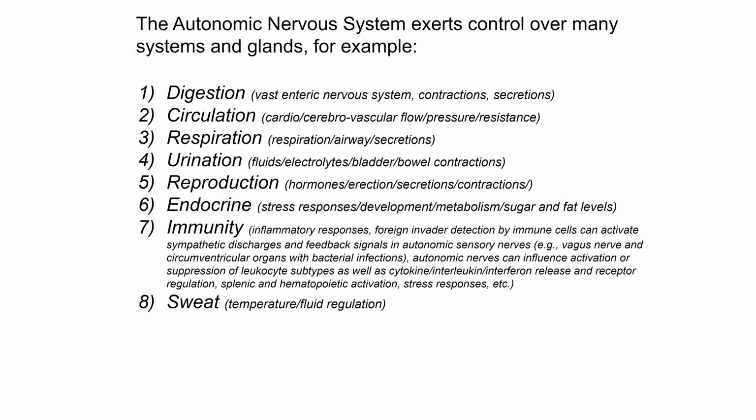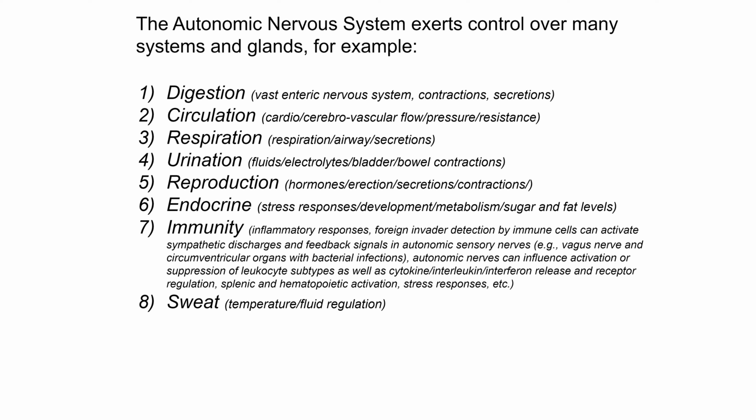Okay, so the autonomic nervous system is incredible. Without us even having to think about anything, it controls all these systems in these incredible ways. So we have digestion. The enteric nervous system is sort of this whole separate system of neurons. It actually has more neurons than are in our brain. And it controls digestion, all sorts of contractions and secretions and things like that.